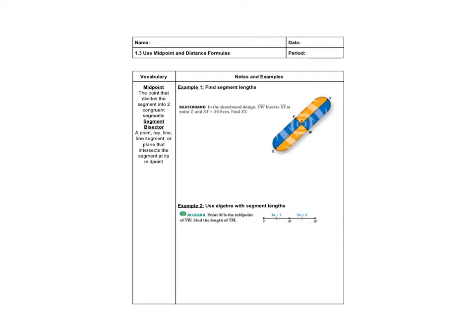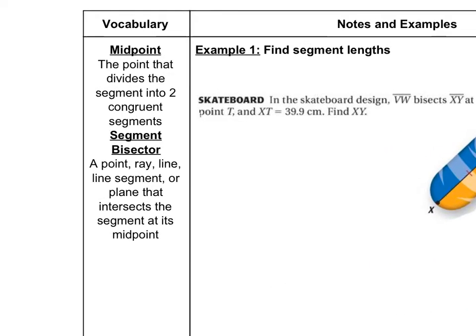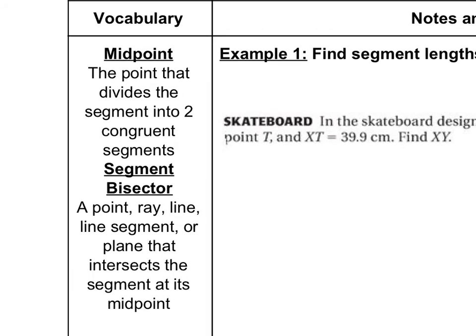Today we're talking about Chapter 1, Lesson 3, Midpoint and Distance Formulas. We're still working on number lines and using coordinates. So midpoint is just the point that divides the segment into two congruent segments, okay? Meaning it is literally in the middle, all right?